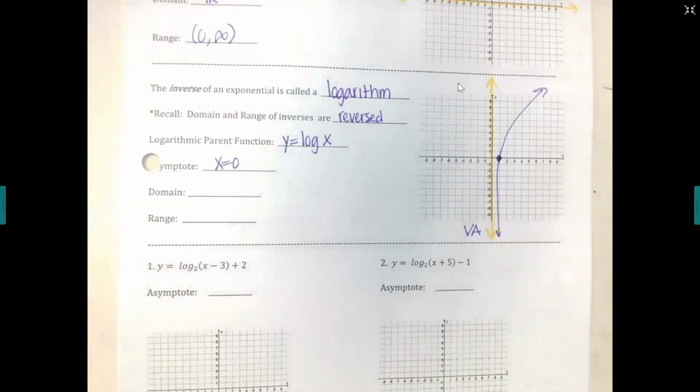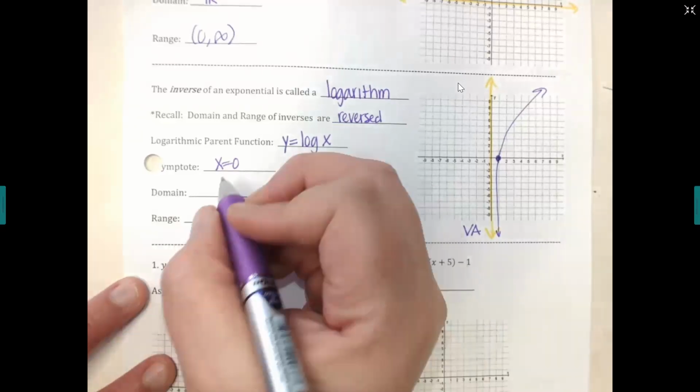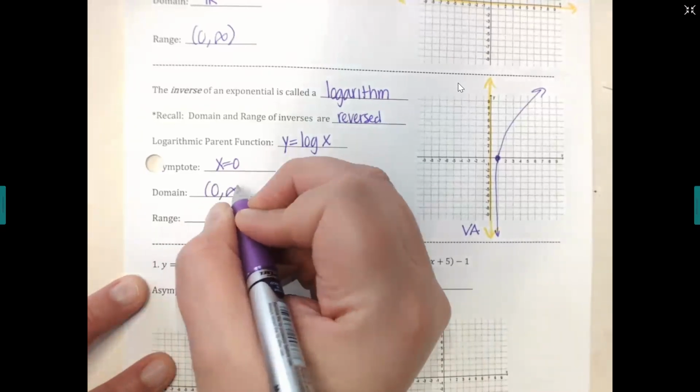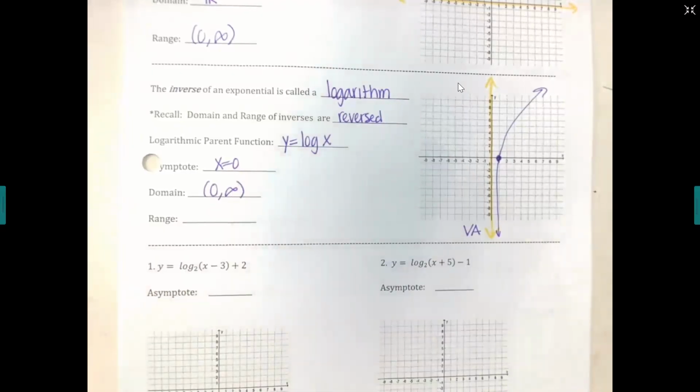Okay, your domain, let's talk about it. Will it be all real numbers? No, because it can only go back till it hits this line. What x is that? 0. So it'd be 0 to infinity. Okay, now also remember, why do I give 0 a parentheses? Because it's not gonna actually touch 0. It's gonna get close to it, but it can't cross.